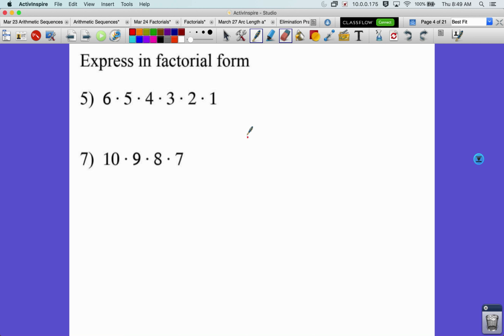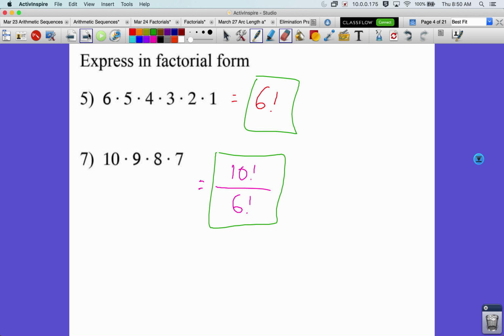All right, expressed in factorial form. This was again on the worksheet. 6 times 5 times 4 times 3 times 2 times 1, that is 6 factorial. All the numbers less than 6 being multiplied together. 10 times 9 times 8 times 7, but then it stops. Well, I can get a whole stack from 10 down to 1 by doing 10 factorial, but then how do I get rid of everything past 6? I have to divide away 6 factorial. So this is equivalent to that in factorial form. A common mistake would be to put the 7 down here, but then this 7 would actually cancel. We want to cancel everything after the 7, so that's why we do a 6. So those are those two answers.